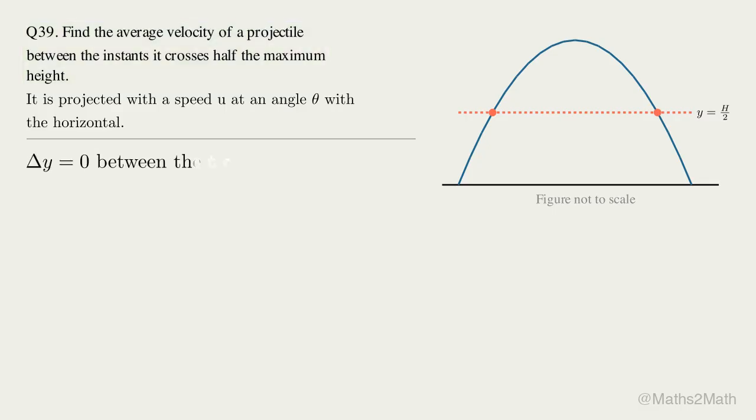The two crossings are at the same height, so the net vertical displacement between them is 0. The horizontal velocity is constant at u cosine theta throughout. So the average velocity is u cosine theta, horizontal, in the plane of the flight.